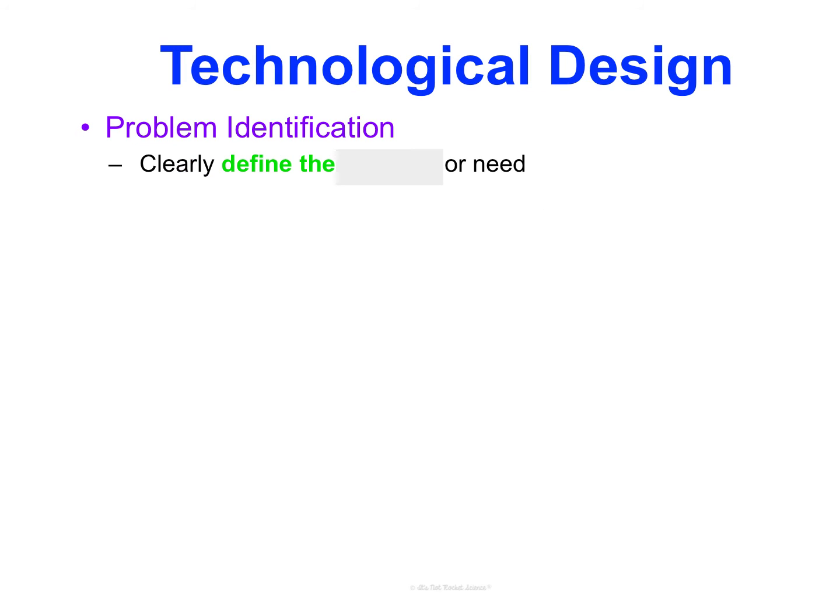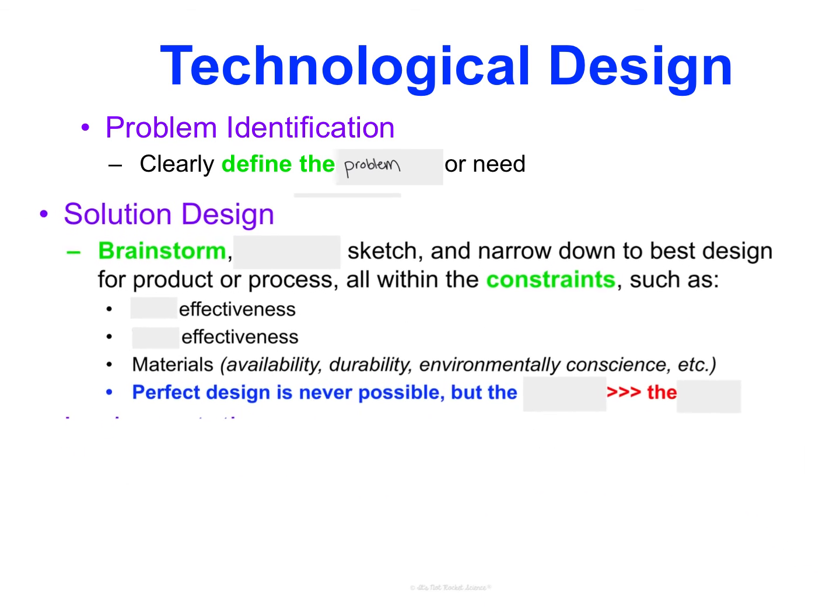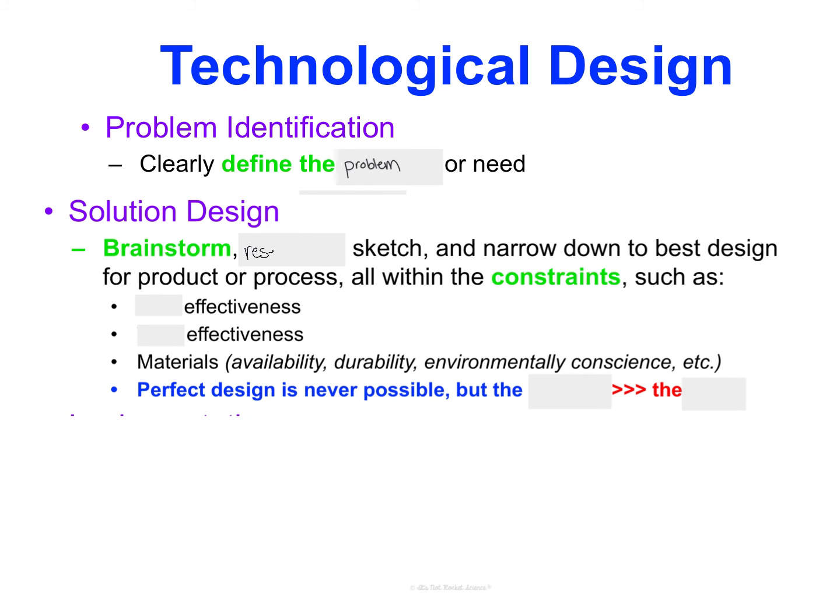So now let's talk about technological design and why it is that we're using math and science to improve society. So first, let's talk about problem identification. We need to clearly define the problem or the need. Then we have solution design. So we want to brainstorm, research, sketch, and narrow down to the best design for a product or process, all within the constraints such as cost effectiveness, time effectiveness, materials, whether that's availability, durability, environmentally conscious, and etc.